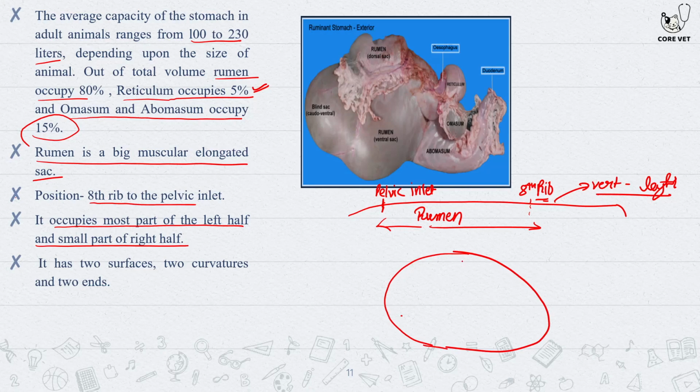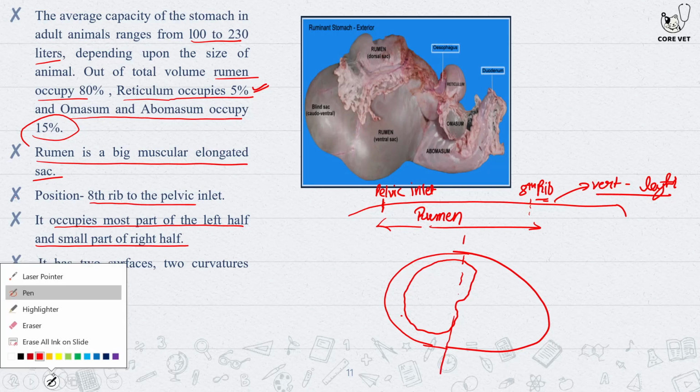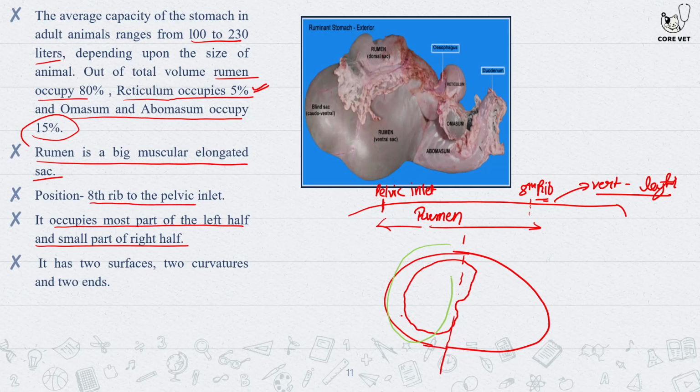So the rumen is just present like this. Okay, that's how the rumen is placed. If this is the midline, the major portion of the rumen is on the left side, and a slight part of the rumen is on the right side, just a slight portion. But the major portion of the rumen is on the left side. Now there are two surfaces in the rumen, two curvatures and two ends. Okay, we will discuss it.